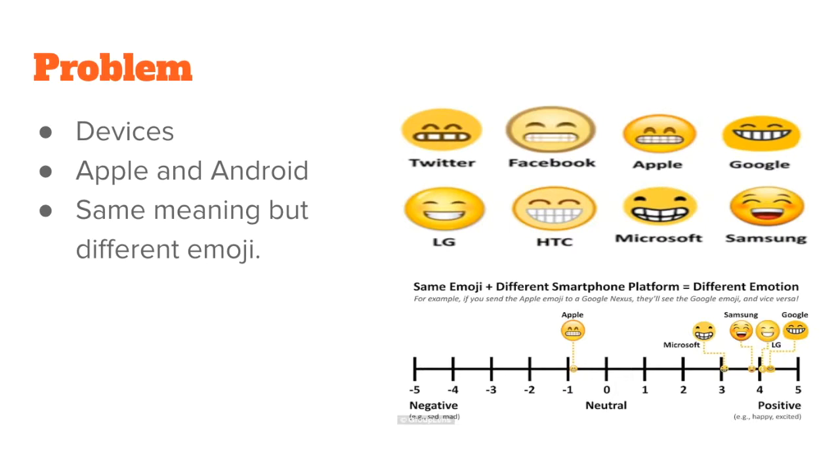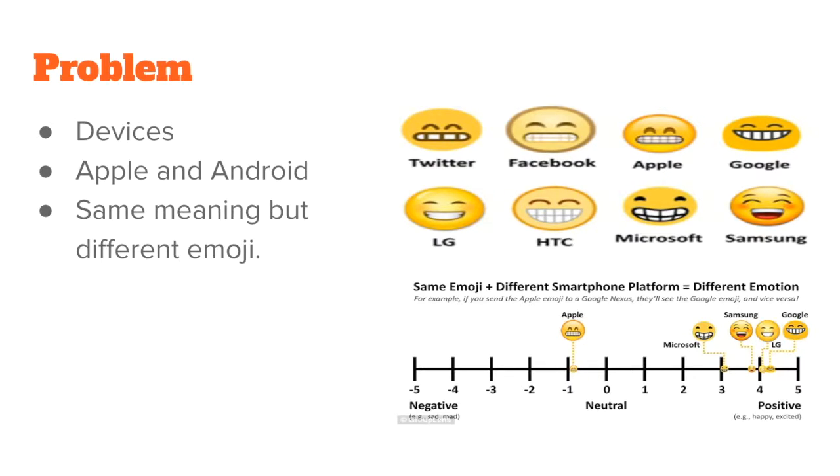Which brings us to another problem, which would be the devices that people are using. So many people aren't aware of the differences of how emojis look depending on what device they're using. The two biggest ones that people use are Apple and Android. Apple and Android are some of the most used devices in today's society. Emojis on iOS don't really show as much expression as the emojis on Android devices do.